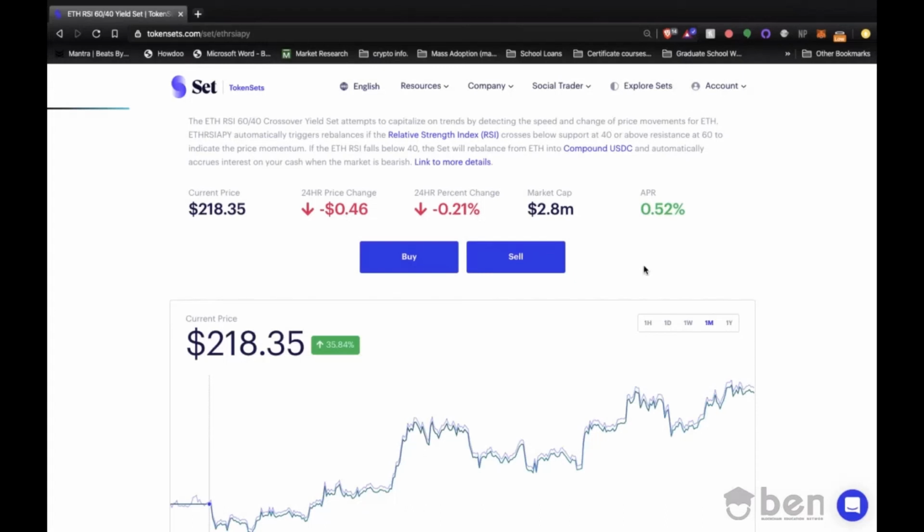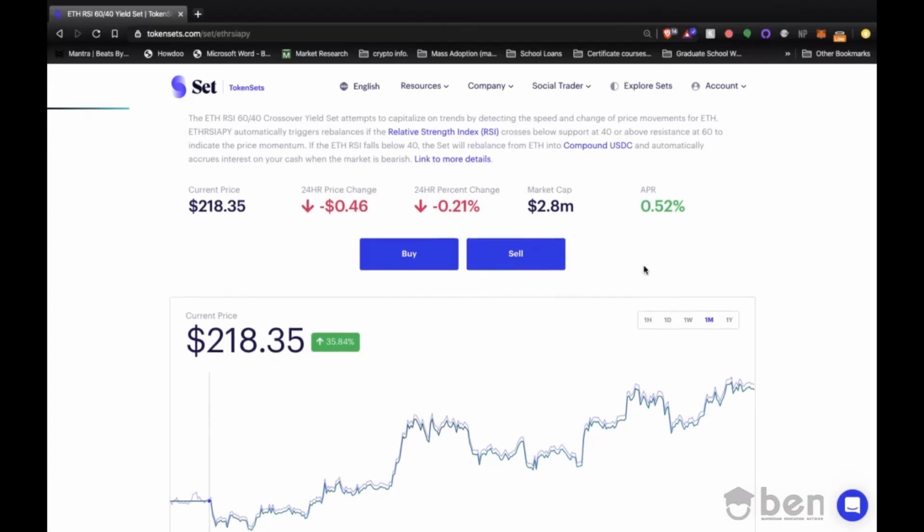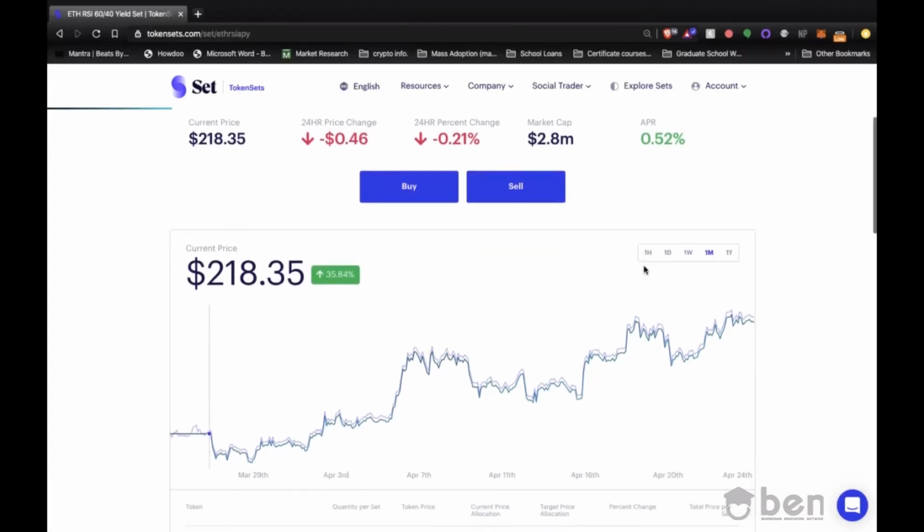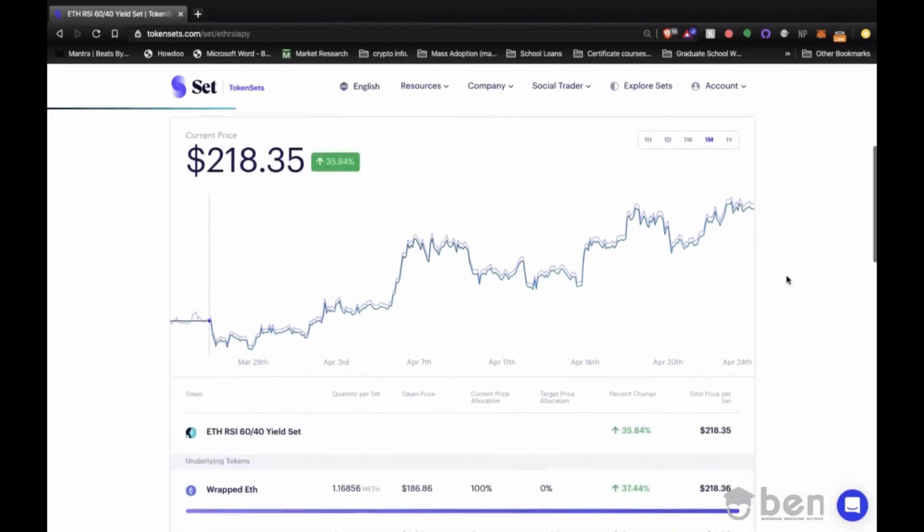So again, if it goes below a 40, it's going to convert your Eath into CUSDC, and if it goes above a 60, it converts your CUSDC to Eath. But now the only difference is that when it's converted into CUSDC, you're earning interest. And in this case, you're earning a 0.52% APR while your money is in CUSDC. So not a bad deal, right? Not a bad deal at all.